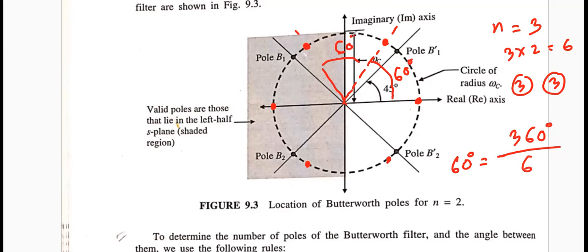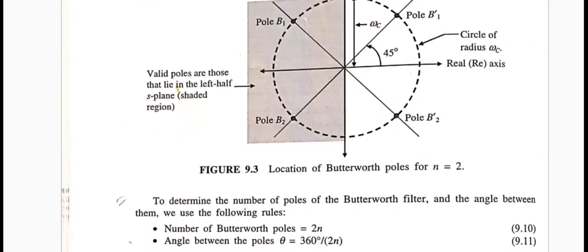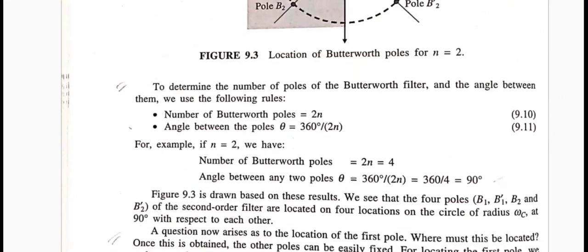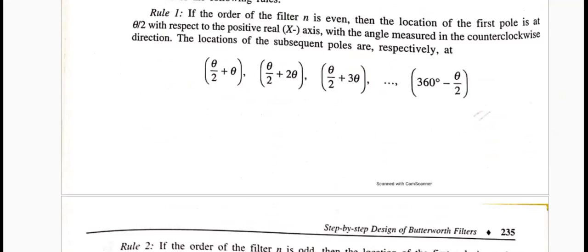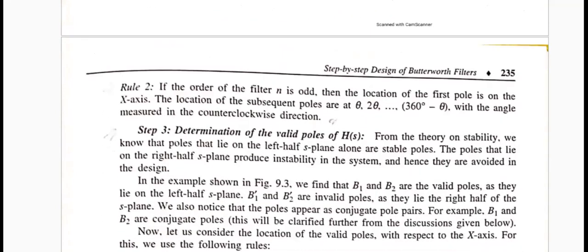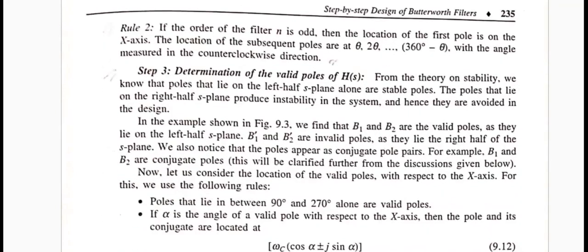Definitely with the same formula, but we need to be careful about these two things: when n is even and n is odd. Okay, so everything has been written here, so you can go through this and easily find the pole locations. So this is the second step we have done, how to find the pole location.